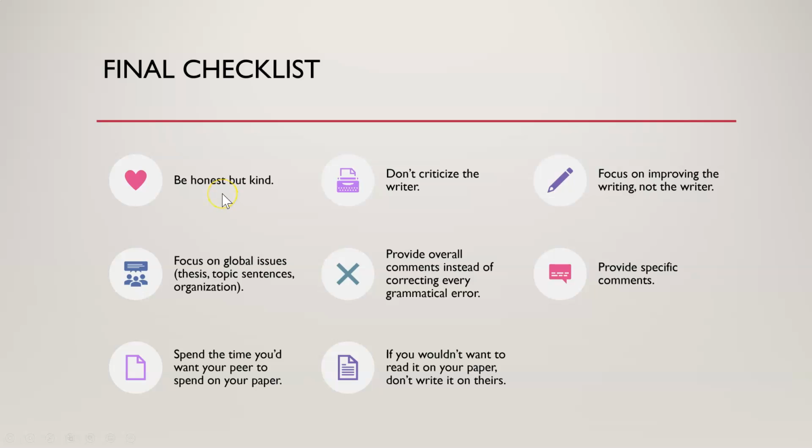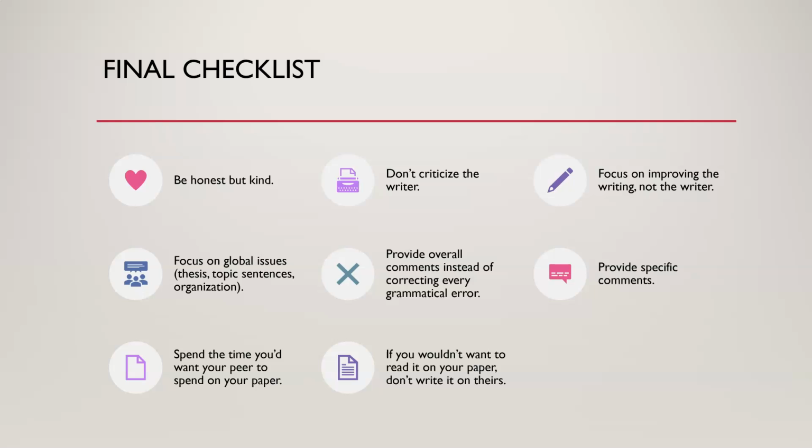Final checklist: be honest but kind. Treat others as you would want to be treated. Focus on global issues. In other words, focus on thesis, topic sentences, and organization. Don't focus on correcting every little mistake. Spend the time that you want your peer to spend on your paper. Sometimes I get students who get frustrated and say, I got no feedback from my peer. Be nice. Keep in mind that this is a constructive and joint effort. So give the paper the time that it deserves.